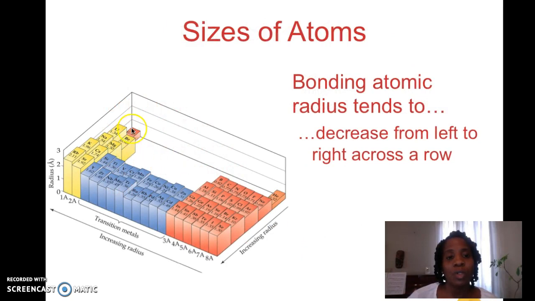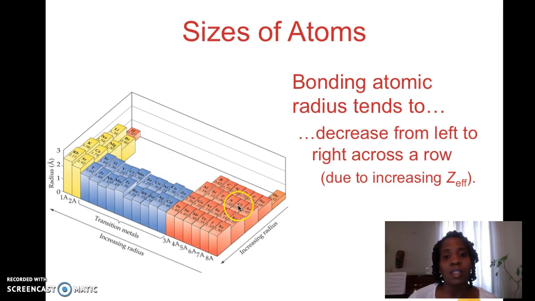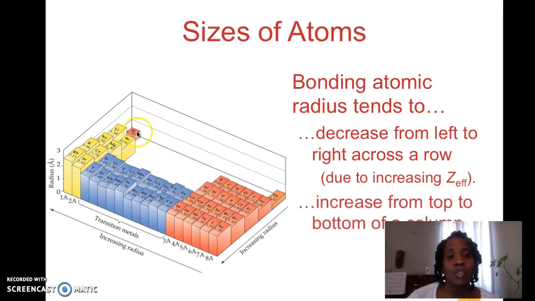What do we observe overall? So we tend to see that as you go from left to right across a period, the size of the atom decreases as the number of protons in the nucleus increases, causing a stronger attraction to the outermost electrons. As you go down within a group, the size of the atom increases because you have a greater number of occupied energy levels and therefore a weaker attraction between the nucleus and the outermost energy level.